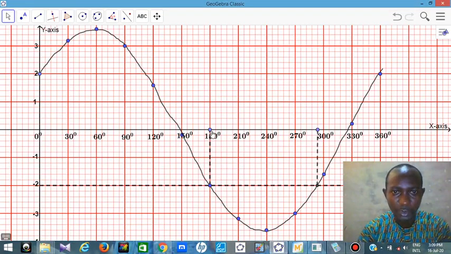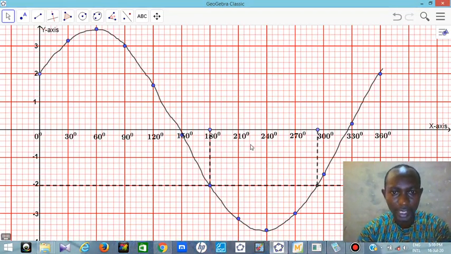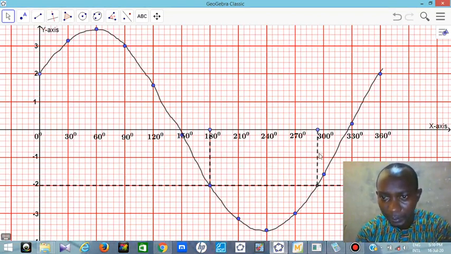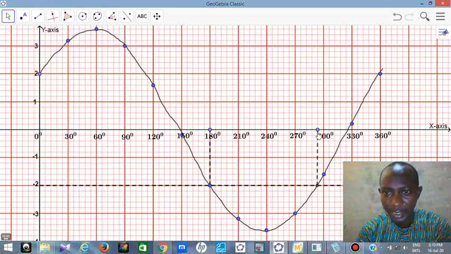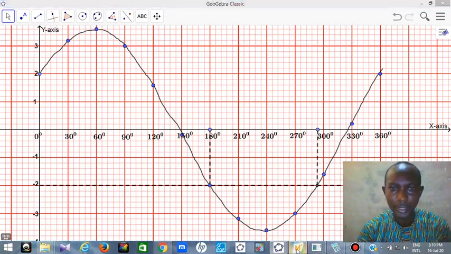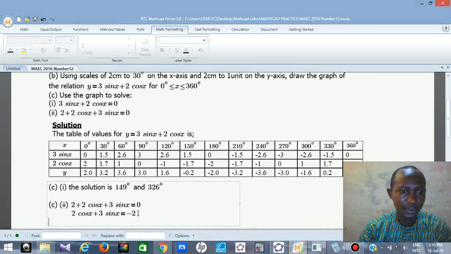So this is already touching 180 degrees. So one of the answers is 180 degrees. Then the other one is touching 290 what now? Let's see. 300 minus 6, so this is 294. So this is 294. So 294 and 180. So you just write it down as a solution.